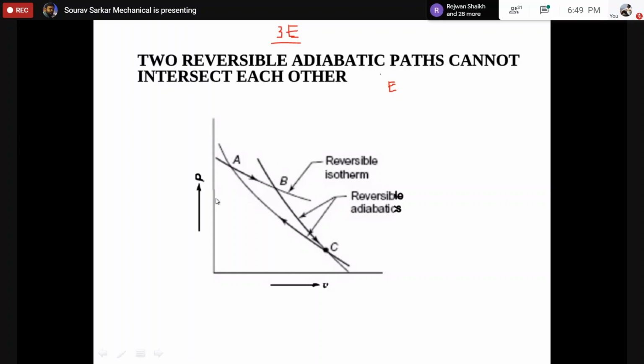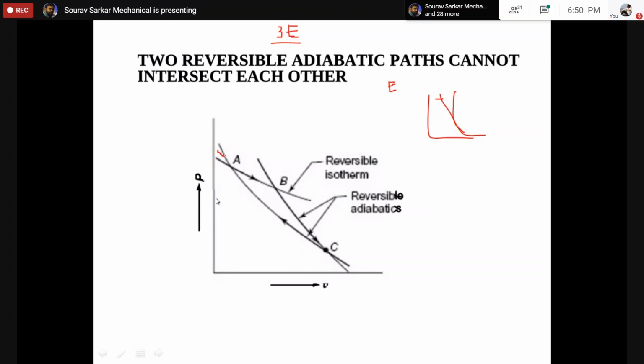But before that, first we have to understand the question: two reversible adiabatic paths cannot intersect each other. Can we prove this? If I have two adiabatic curves, we have to prove that these two adiabatic curves will never intersect each other. How can I prove this? Suppose I follow a contradiction approach. What is the approach?